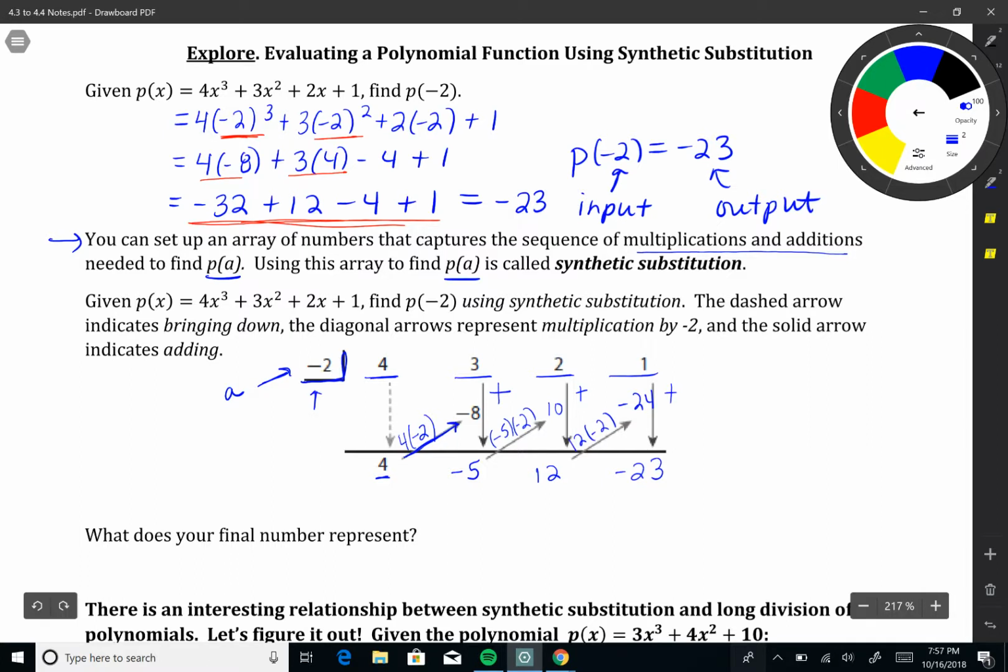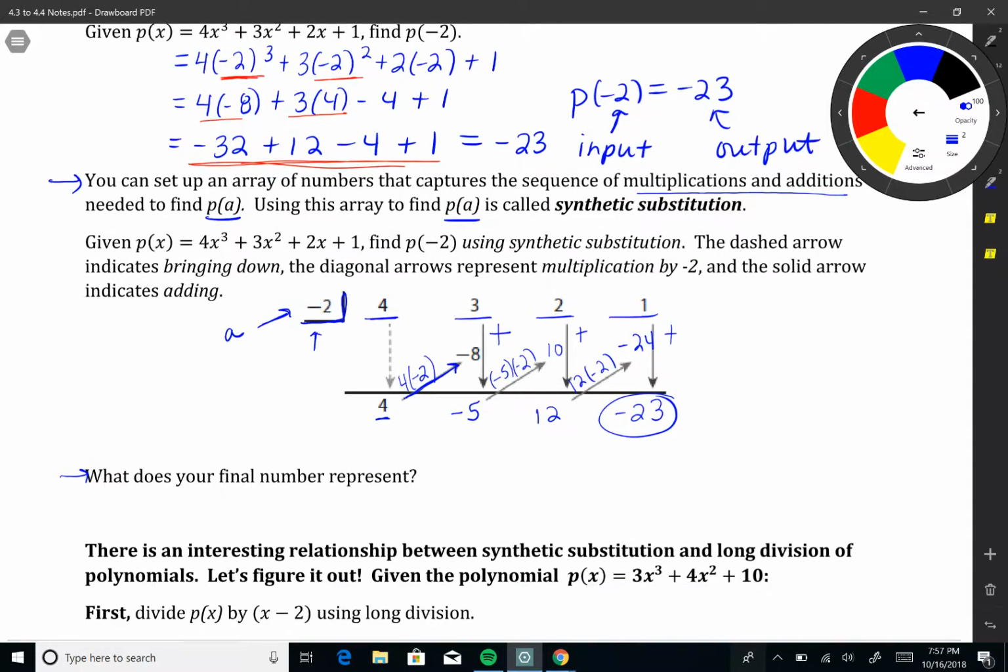So we have an array of numbers on the bottom, and it asks us here, what does your final number represent? This negative 23. Isn't that what we got as our output using just normal substitution? And it certainly is. So what does it represent? That is our output value when negative 2 is substituted.